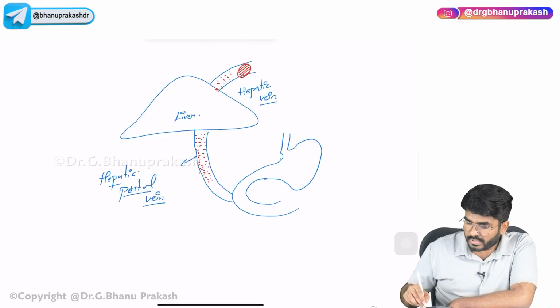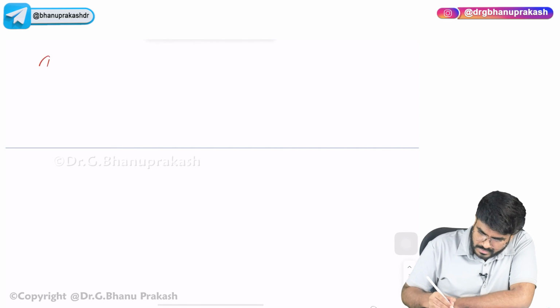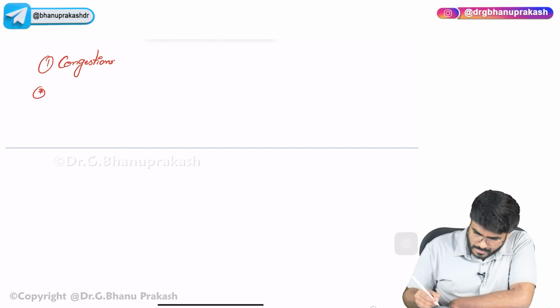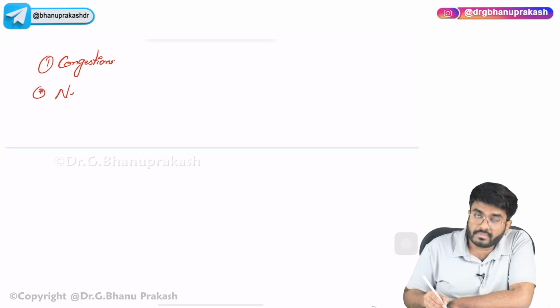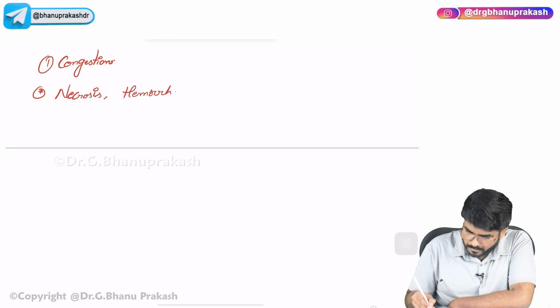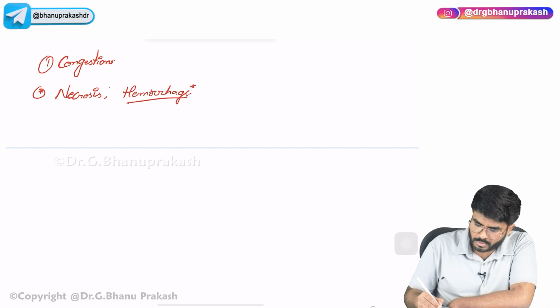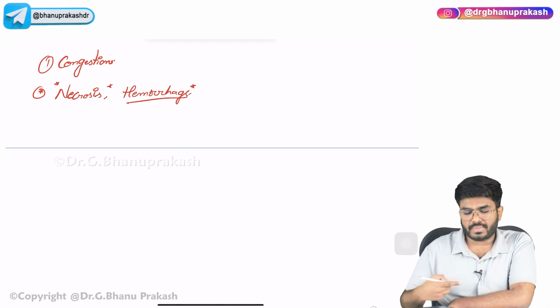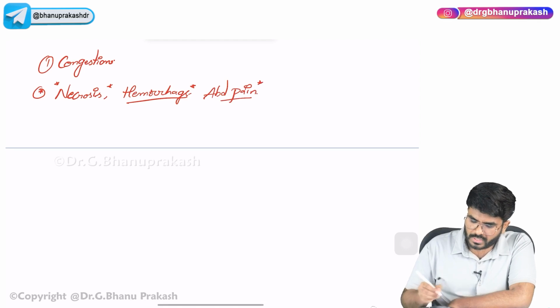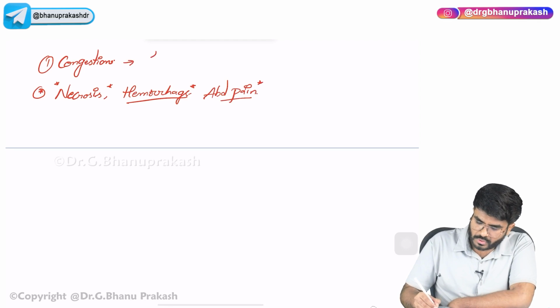So the patient is going to have which clinical features? Let's try one by one. Congestion is there. Okay, there is necrosis and hemorrhage in the liver, sir, because of the increased pressure in the portal system. There is necrosis of the hepatocytes, hemorrhage and abdominal pain. Okay, so there is going to be a swollen liver, sir. Because of this congestion, there is a swollen liver.